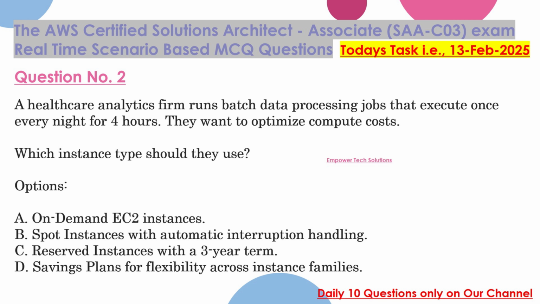Question 2. A healthcare analytics firm runs batch data processing jobs that execute once every night for 4 hours. They want to optimize compute costs. Which instance type should they use? Options: A. On-demand EC2 instances. B. Spot instances with automatic interruption handling. C. Reserved instances with a 3-year term. D. Savings plans for flexibility across instance families.